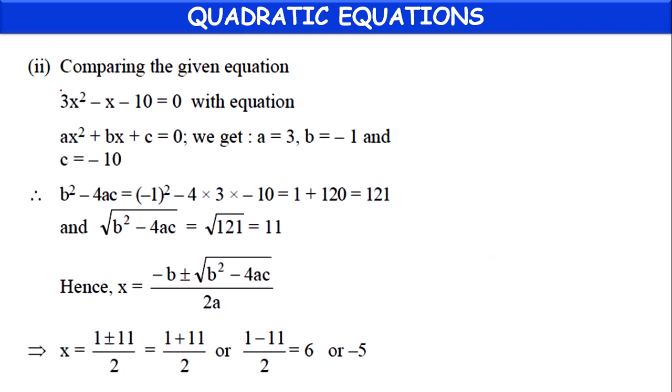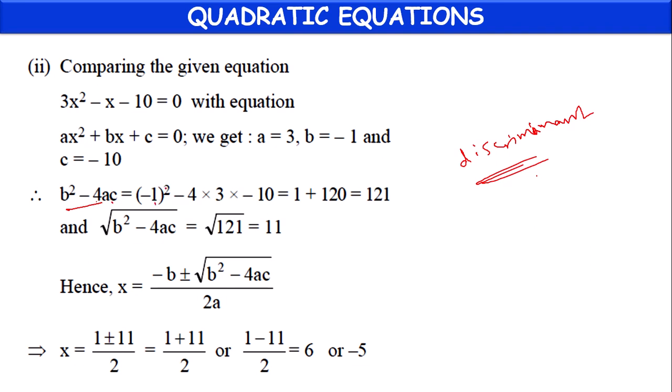Next one, second equation. 3x square minus x minus 10 equal to 0. If you compare with the general equation, in the place of a we have 3, in the place of b we have minus 1, in the place of c we have minus 10. So let's calculate the discriminant part first. b square minus 4ac.